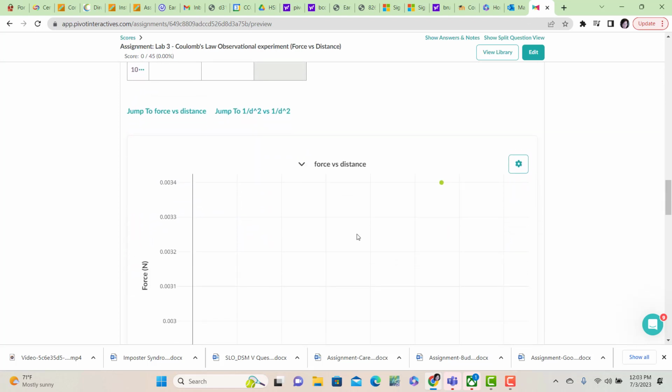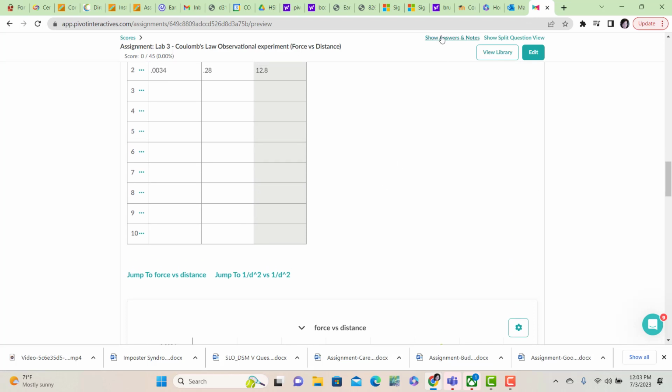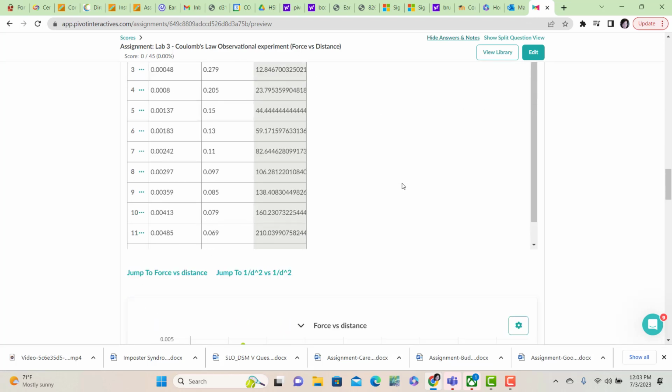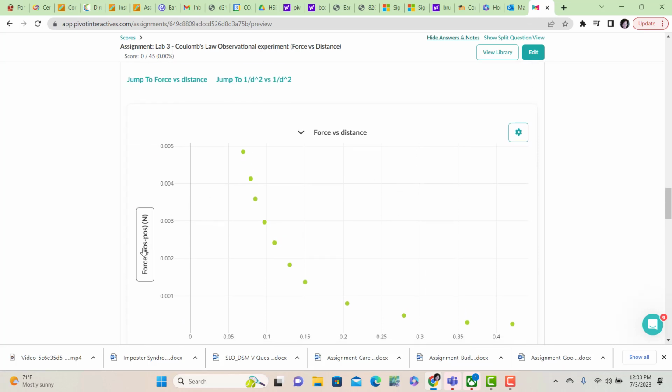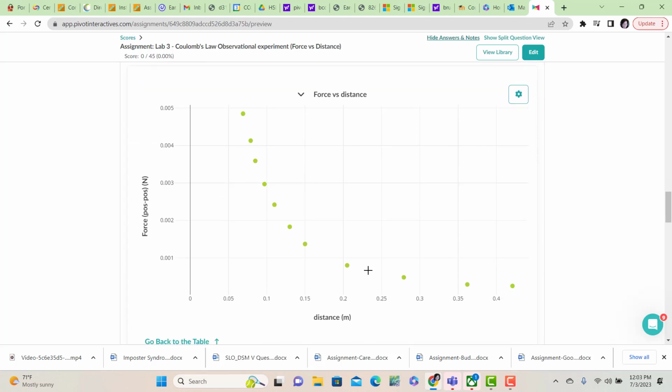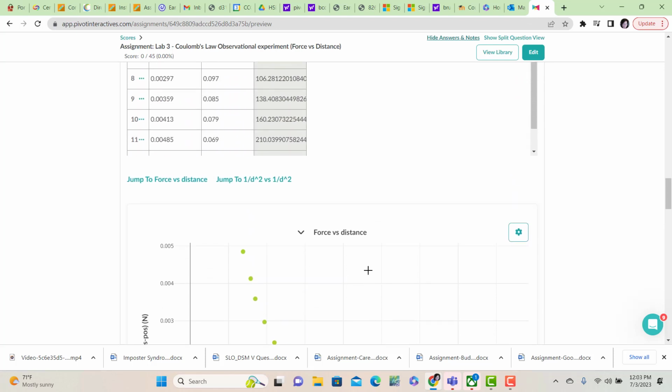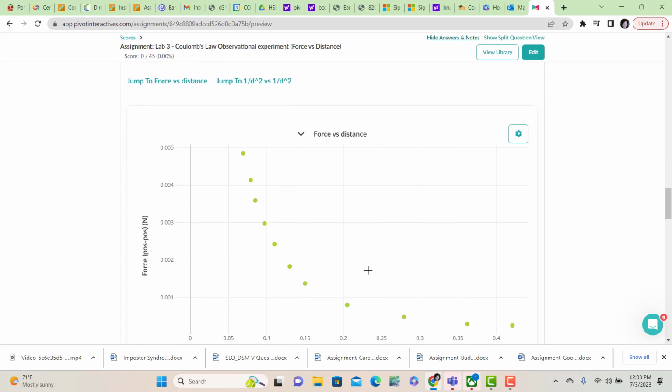All right. So when you get your final results, you're going to want to make a graph of force on the y and distance on the x. And so if we look at our formula, the formula for Coulomb's law is F equals a constant K times Q1 and Q2, all divided by the distance squared. So if I were to just plot the force versus the distance, I should get an inverse square relationship.